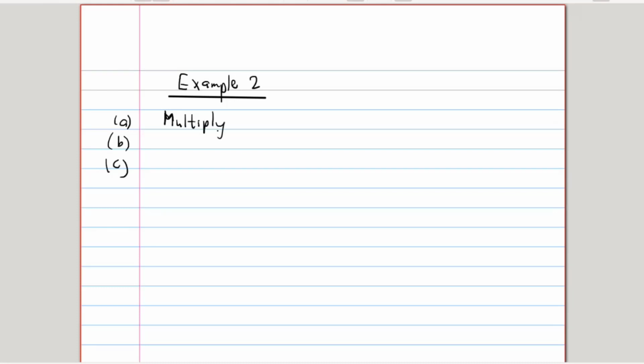Multiply 7e to the 4,2j by 2e to the 2,5j. Right? And that's what we need to do there.